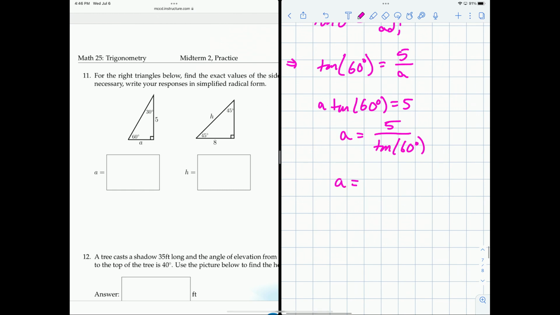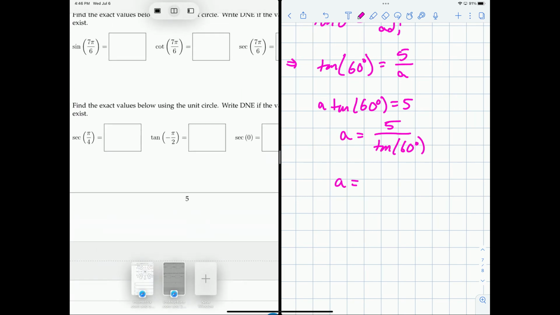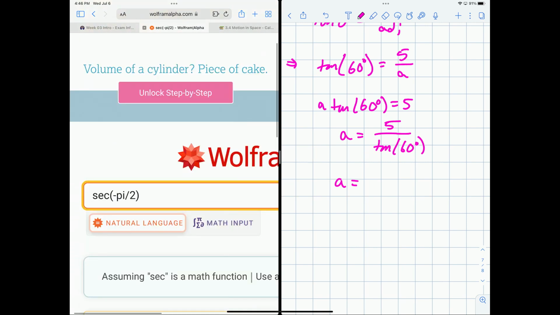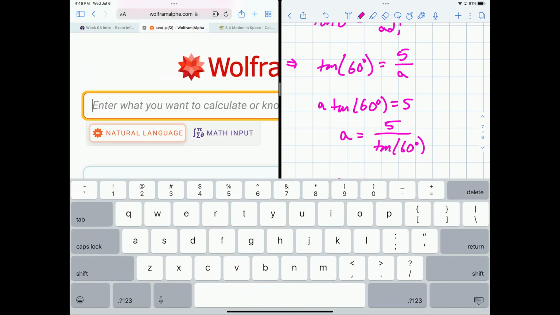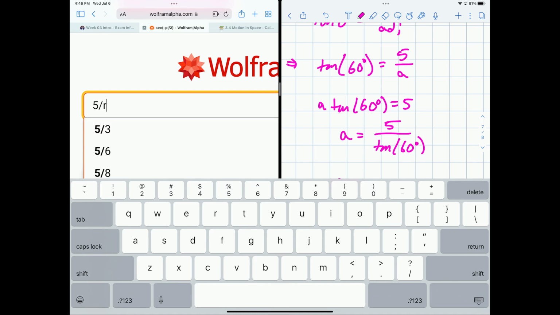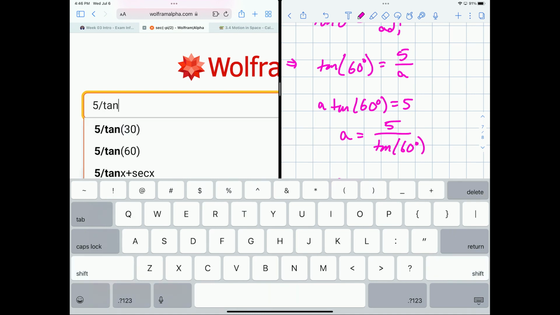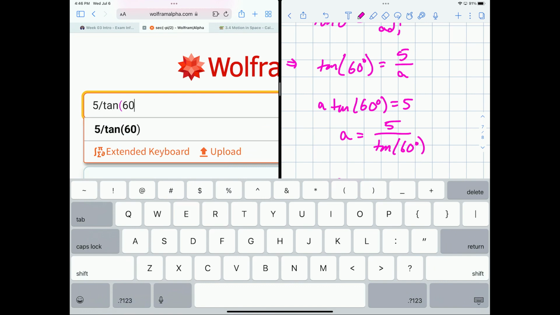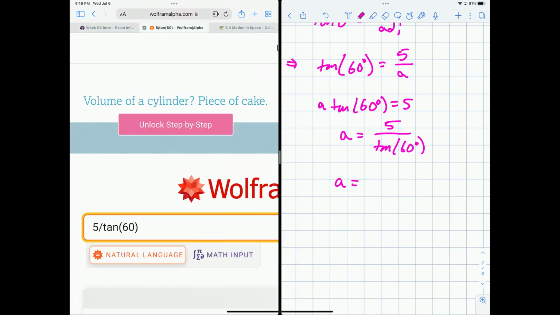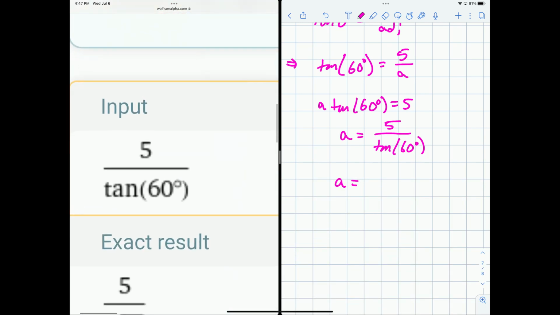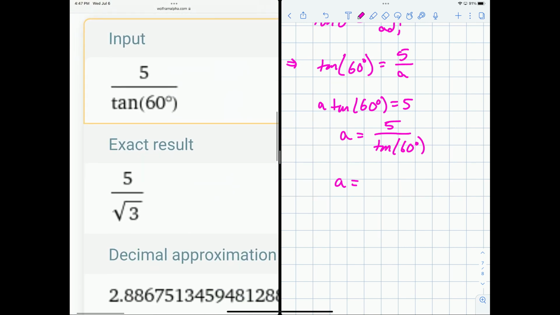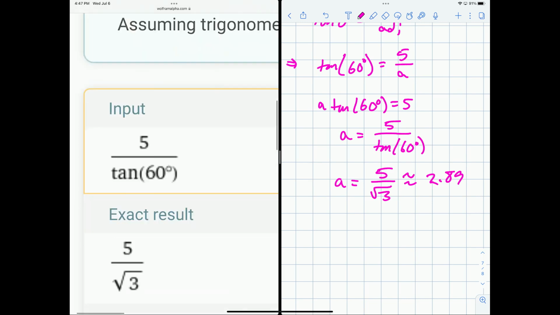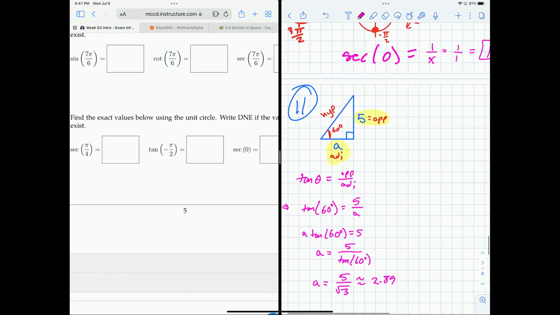So this is what I've got, and I just go to a calculator. So 5 over tan 60. And again, be careful that you are in degrees, right? I can see the degree symbol here, so I know that this calculator did the right thing. And so this is 5 over square root 3, or a decimal 2.89, roughly. Okay, so that's it. Next one.